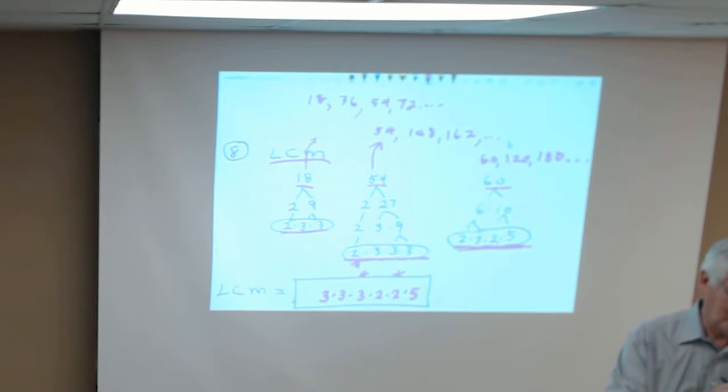Now, let's go back to the first one. I need to have a 2, a 3, and a 3 in it. Do I have a 2? Yep, and a 3 and a 3. You follow me? I don't have to put any more in the box.